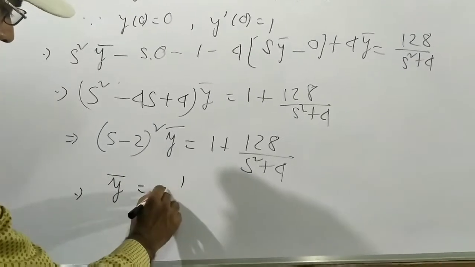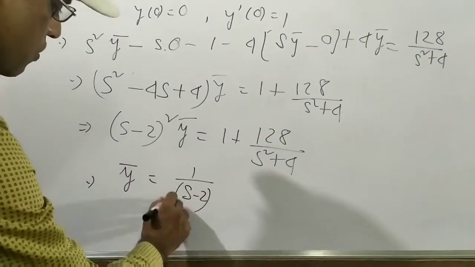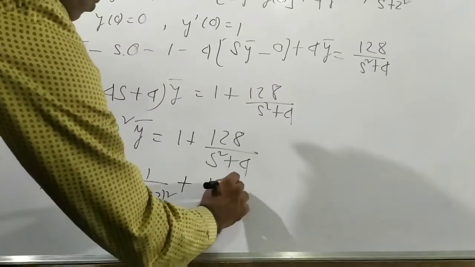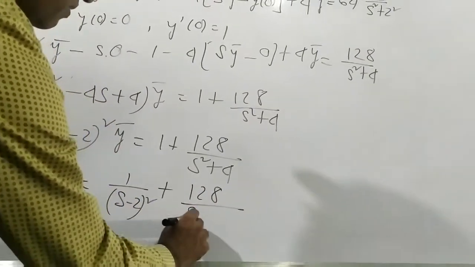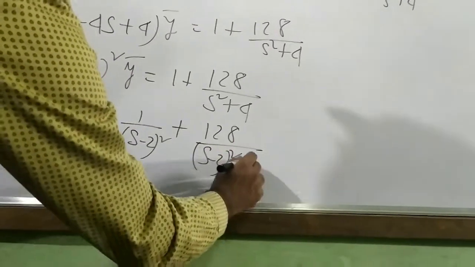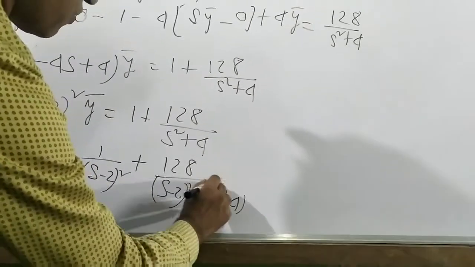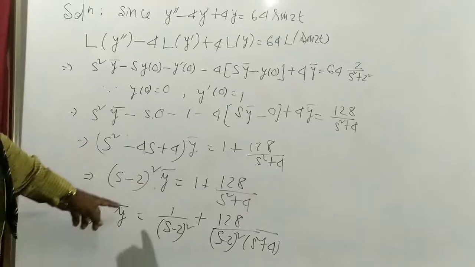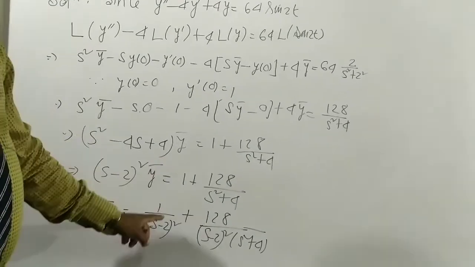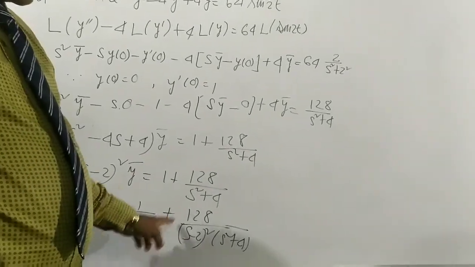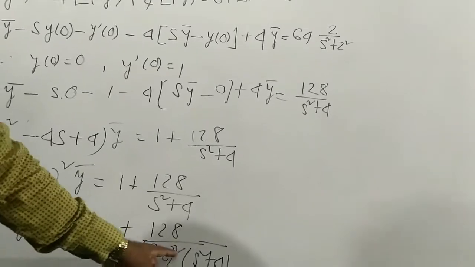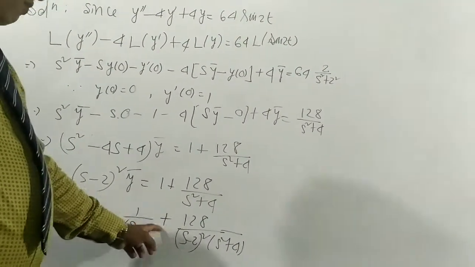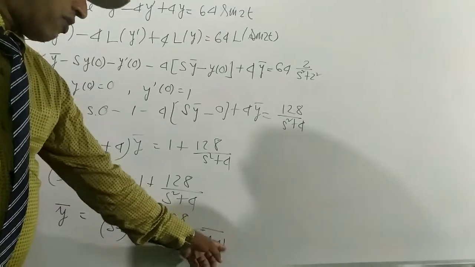Then y bar = 1 by (s - 2)^2 + 128 by (s - 2)^2 (s^2 + 4). So we get this. Dividing on the right hand side, y bar = 1 by (s - 2)^2 + 128 by (s - 2)^2 (s^2 + 4). So this is no problem, but this is our main problem.